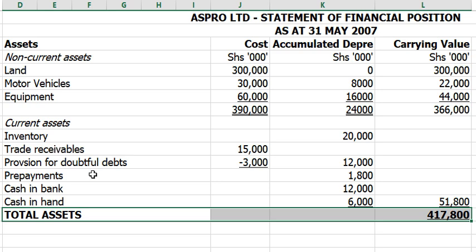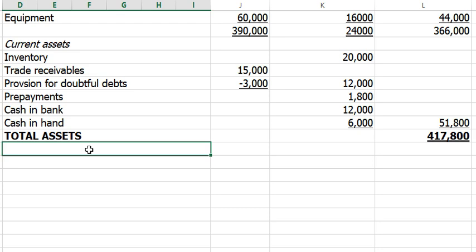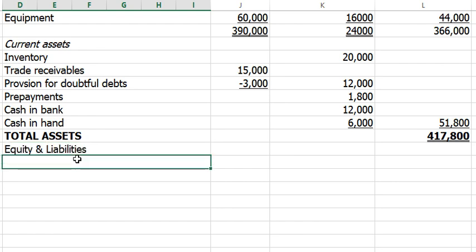So that is the first part of the statement of financial position, where we present the assets, and these assets are classified as current and non-current. From there, of course, we move to the equity and liabilities. So I'll start with equity.